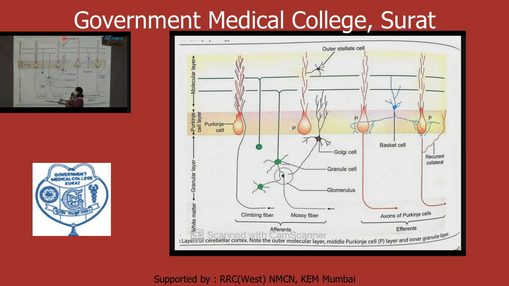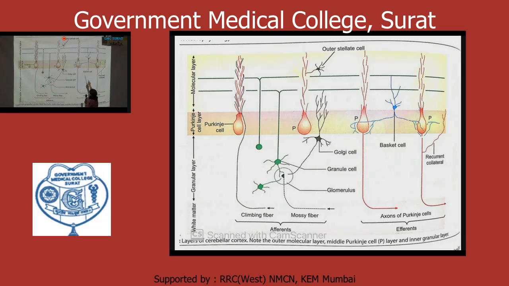I hope the internal architecture of the cerebellar cortex is clear to you. Let's revise it again. It consists of three layers: the molecular, Purkinje, and granular cell layers. There are a total of 5 types of cells present in the cerebellar cortex. There are 3 inhibitory interneurons: stellate cells, basket cells, and the Golgi cells.